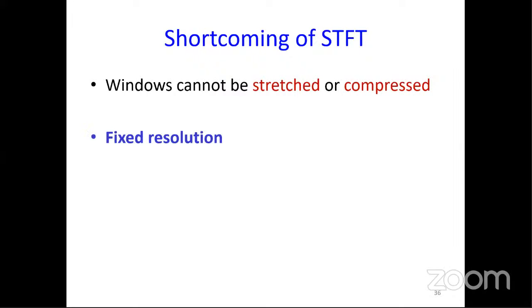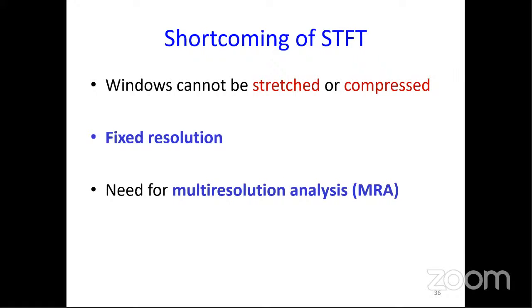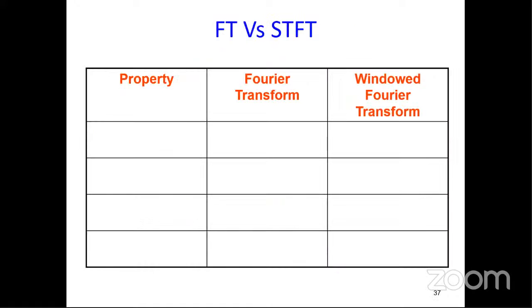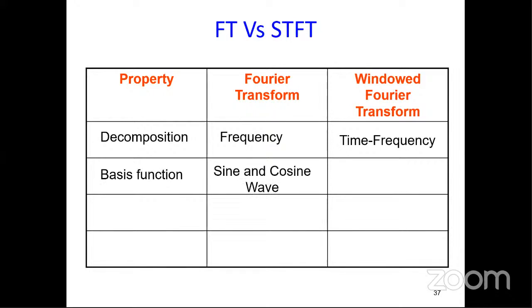In the case of short time Fourier transform, you have to go for wavelet transform. So what is basically wavelet? That we will try to address by comparing the Fourier transform with the short time Fourier transform. In the Fourier transform, you will be doing only frequency decomposition, whereas in short time Fourier transform, you will be able to get both time and frequency information.